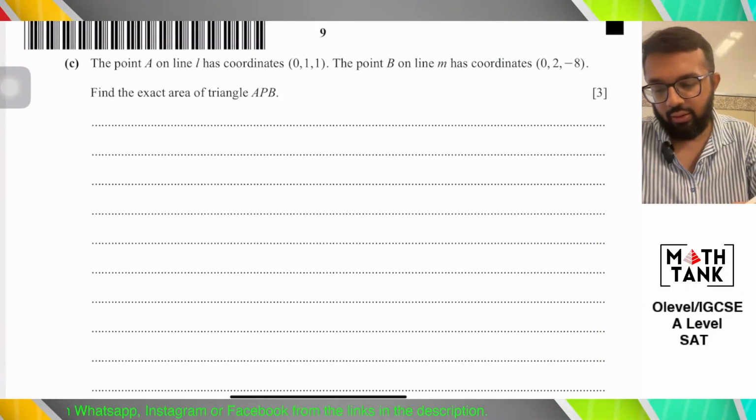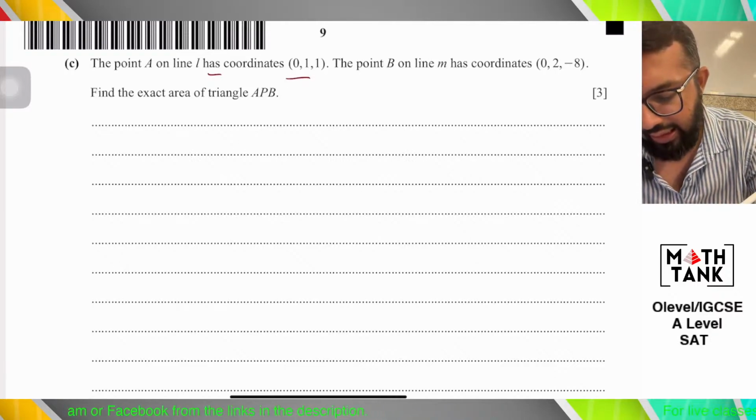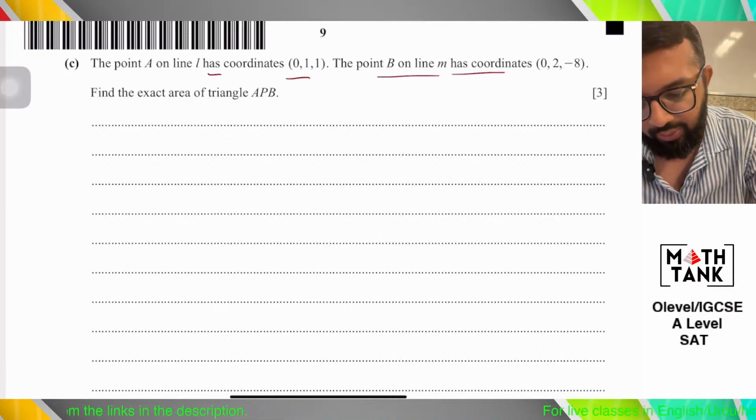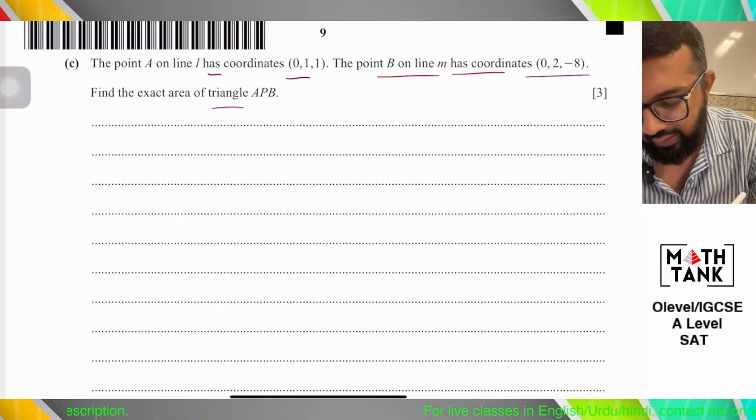Part C. The point A on line L has coordinates 0, 1, 1. The point B on line M has coordinates this. Find the area of triangle APB.